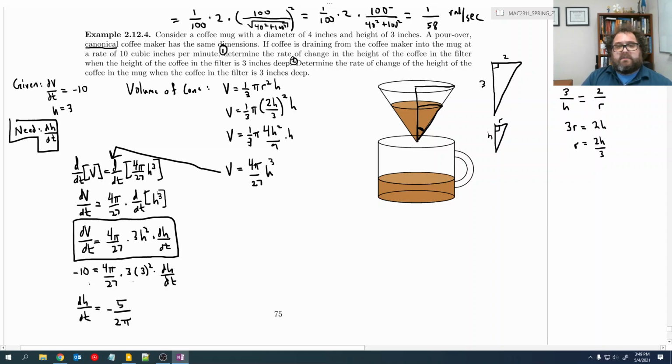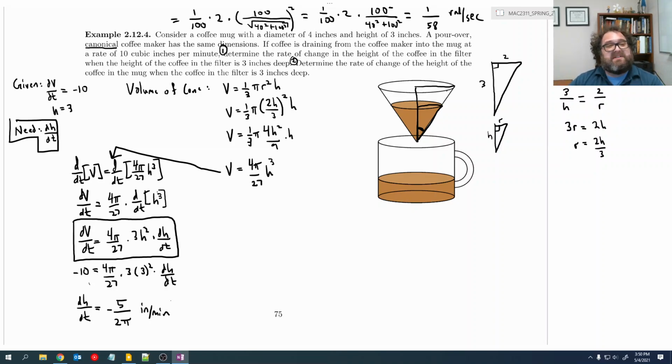So what are my units? We're talking about inches. The height is a linear measurement, so inches, and we're talking about minutes, so inches per minute. That's the rate of change of the height of the coffee in the filter. That's question 1. Not too bad. Where were we at? 15 minutes, not too bad. Now question 2. Question 2 actually turns out to be a little easier. We did the hard one first.